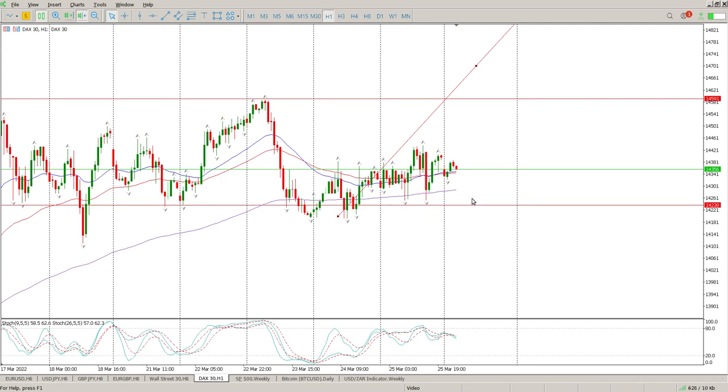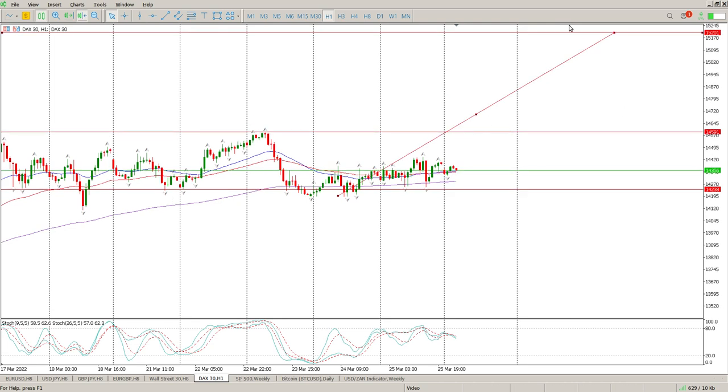If we can stay above this structure that's forming, then you're looking for top of range first, 14,591. Then you're looking for a break and retest of that, and then you're looking for your measured move. First 15,000, then 15,200. So that's kind of the move that we've got at the moment.